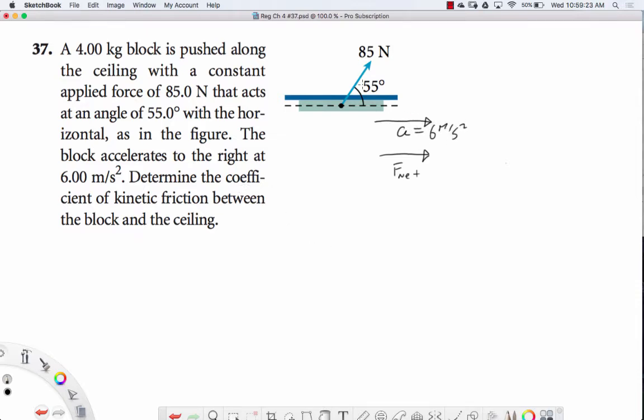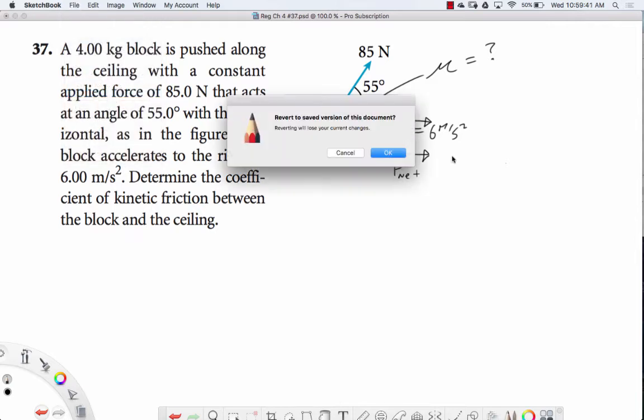What we're trying to find is the coefficient of friction between the block and the ceiling. So if this is the block right here, what we're trying to solve for is the coefficient of friction between the block and the ceiling. So this whole problem begins with a free body diagram.